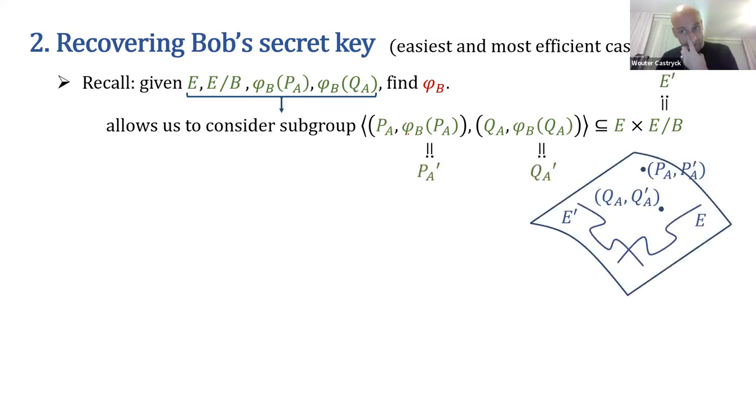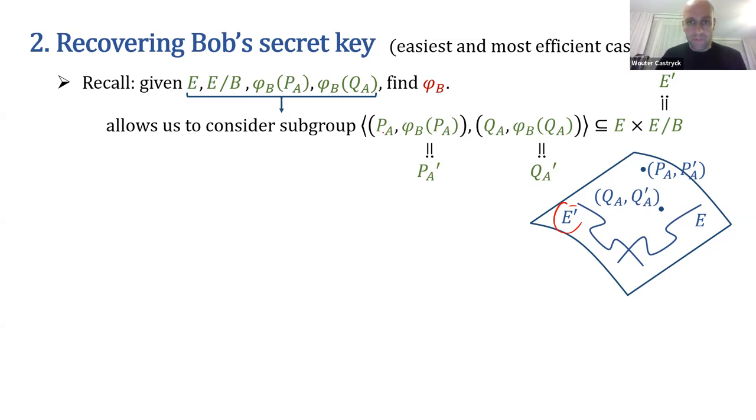Okay, so I have a picture here. This is this product abelian surface. It has E as some kind of x-axis, if you want. It has E modulo B, which from now on we will denote by E prime, as some kind of y-axis. And then we have these two points living in here.